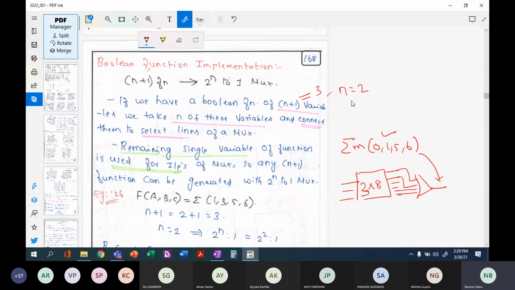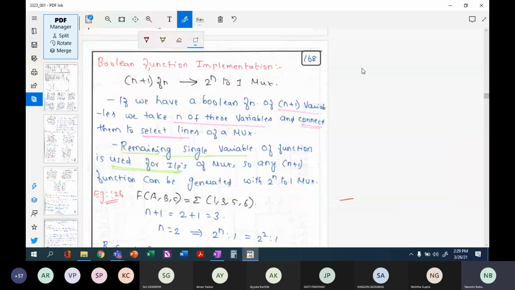The number of select lines and the number of inputs will be based on this only. Let us take n of these variables and connect them to the select lines. The remaining single variable of the function is used for the inputs of a multiplexer. So any n plus 1 variable function can be generated with a 2 power n cross 1 multiplexer. If you don't understand, never mind. I'll just explain it here.